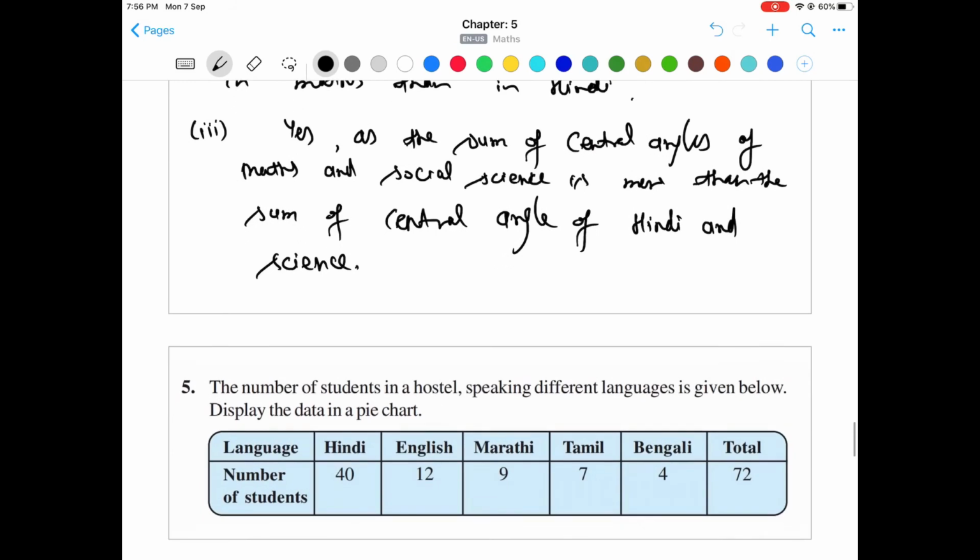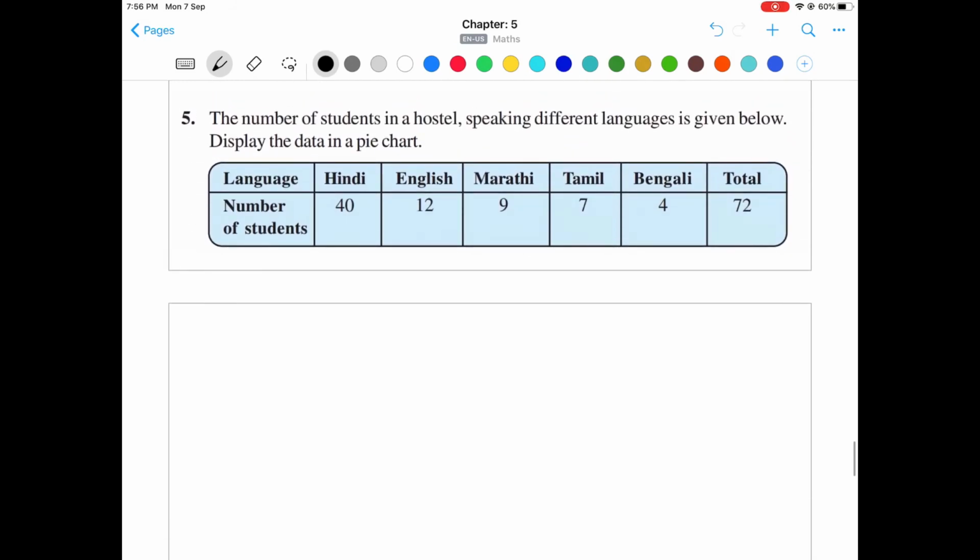Okay, that's the answer of question number 4. Now let's move to the last question of this exercise, which has the number of students in a hostel speaking different languages given below. Display the data in the pie chart. So we are given 5 different types of language: Hindi, English, Marathi, Tamil and Bengali. And the total number of students observed is 40.